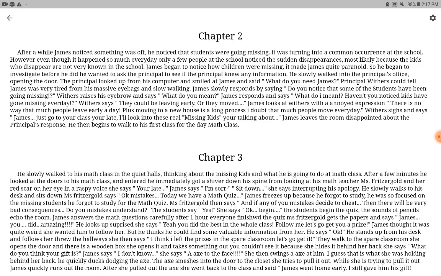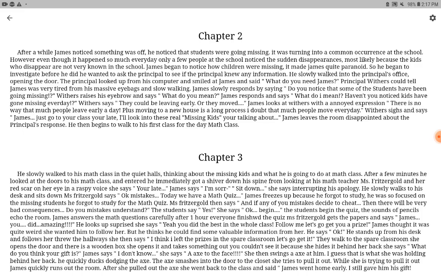After a while, James noticed something was off. He noticed that students were going missing. It was turning into a common occurrence at the school. However, even though it happened so much every day, only a few people at the school noticed the sudden disappearances, most likely because the kids who disappear are not very known in the school. James began to notice how children were missing. It made James quite paranoid. So he began to investigate.